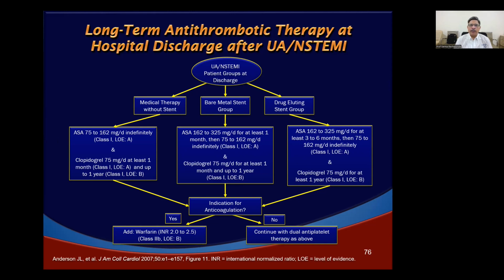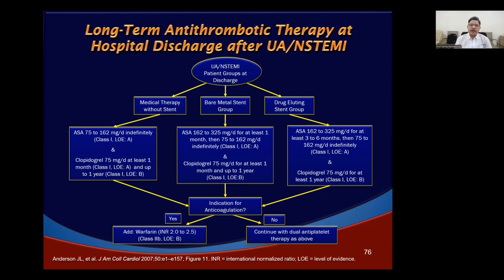Drug-eluted stent, we must give 160 to 325 at least 3 to 6 months, then reduce it to 75 to 162. Clopidogrel for 1 year you must give because you have given drug-eluted stent. So if you have done a procedure without stenting, only angiography you have done and angioplasty you have done, you have dilated the vessel but not put a stent. Bare metal stent, drug-eluted stent.